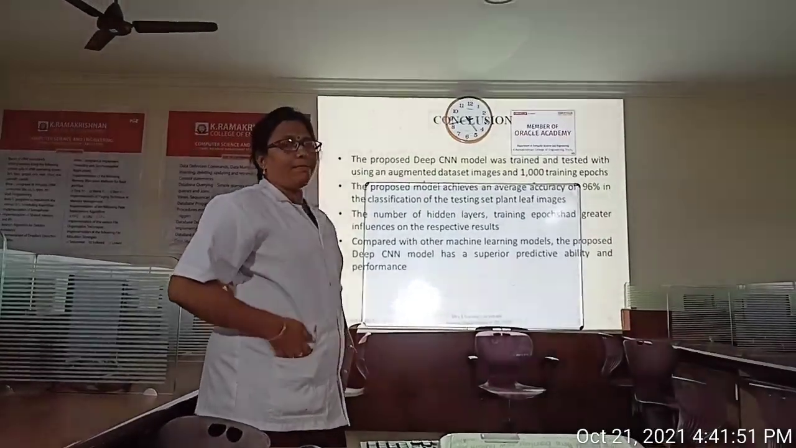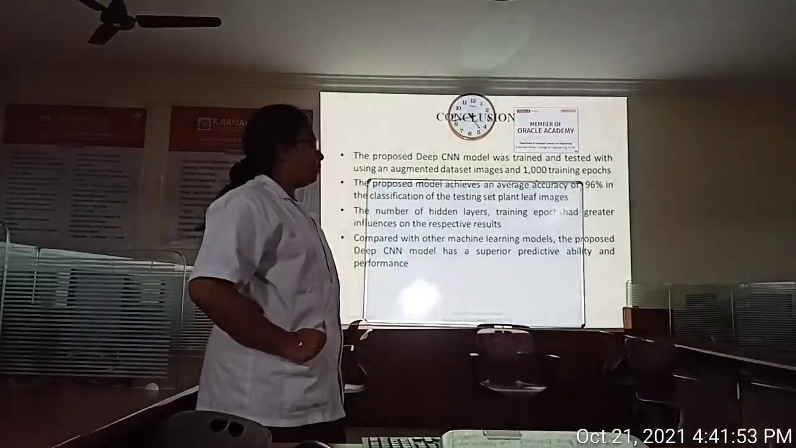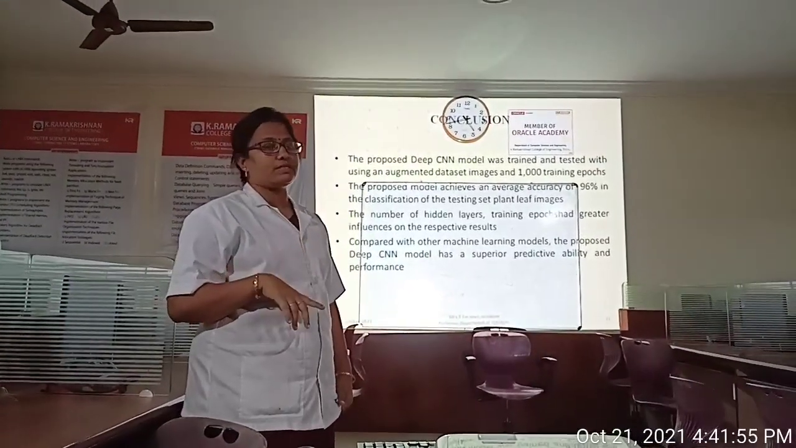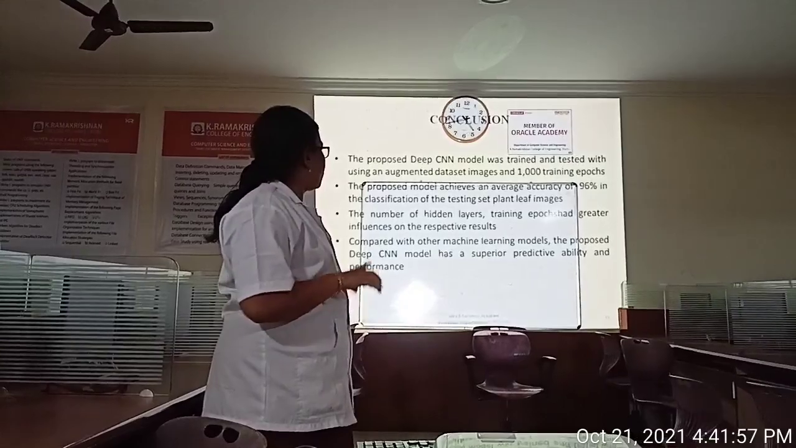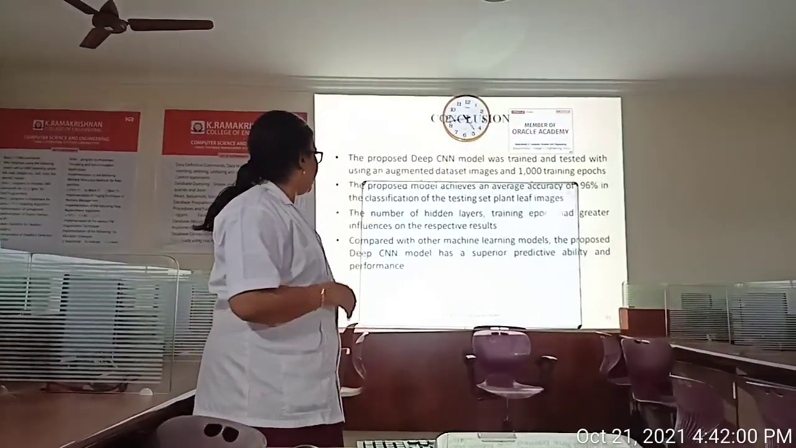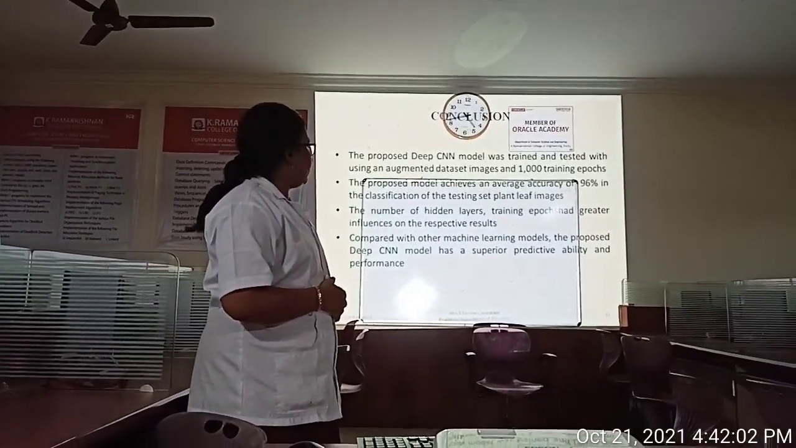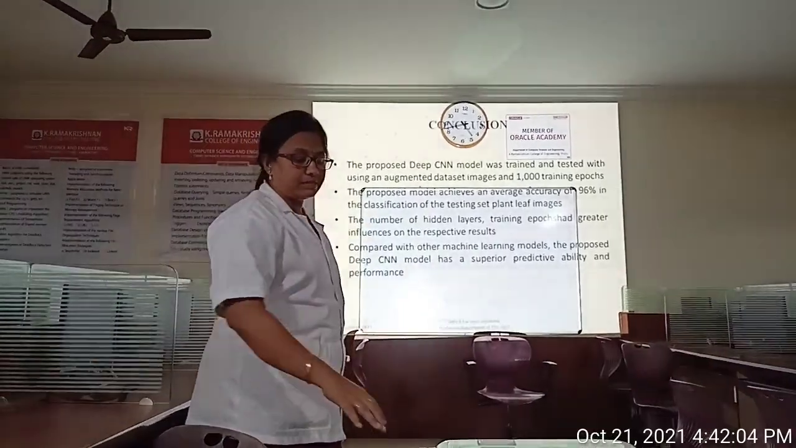I have used some hyperparameters like epochs. I used 1000 epochs to train the model. I achieved 96% accuracy. This is better than the existing machine learning models.